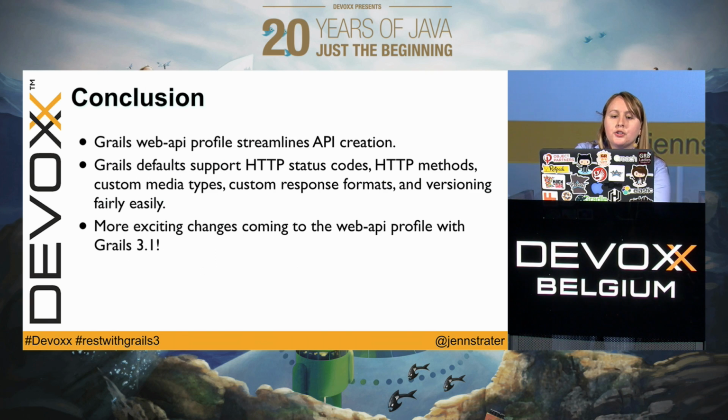Okay. So in conclusion, I wanted to show that the Grails Web API profile streamlines the API creation, that the defaults support all kinds of things that we may want with an API. Your status codes, your methods, the custom media types, as well as response formats and versioning, and it wasn't that difficult to do. I also wanted to show that there are a lot of exciting things happening. This has been getting better and better with each release of Grails, and I'm excited to see where they go next.